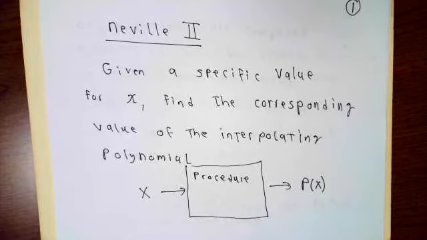Instead of building the polynomials literally, I'm going to use that same R recursion to take a specified x value, feed it through the entire process, and what we will get at the end will be the value of the interpolating polynomial at that particular x value.